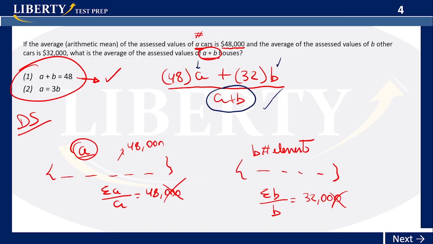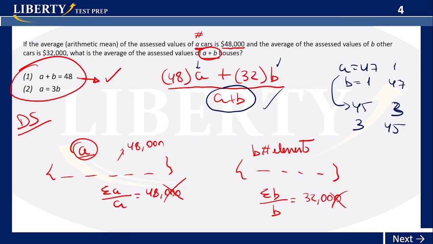No. Why? Because you have so many possible combinations. It could be that A is 47 and B is 1. It could be that A is 1, B 47. It could be that A is, I don't know, 45 and B 3, right? Or 3 and 45. So there are so many combinations, there are no restrictions.